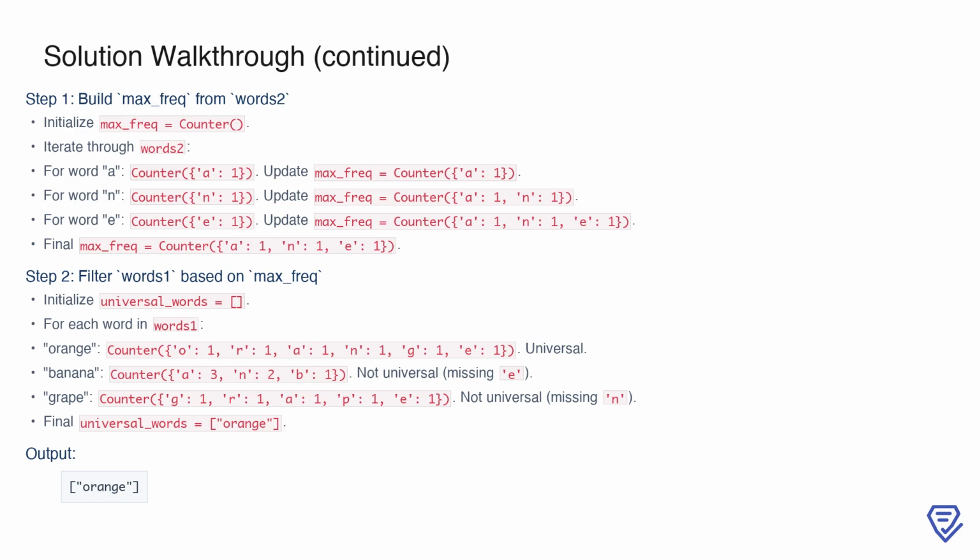The word orange meets all the constraints, as it contains at least one A, N, and E, so it's added to the universal words list.